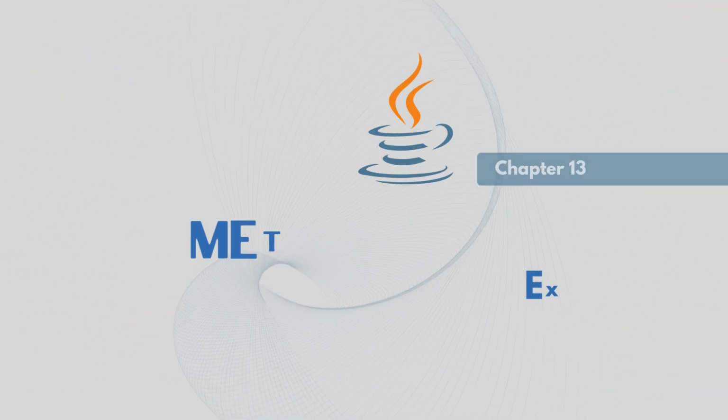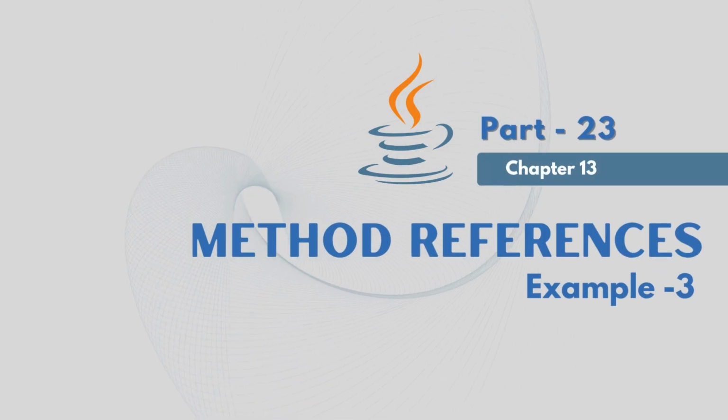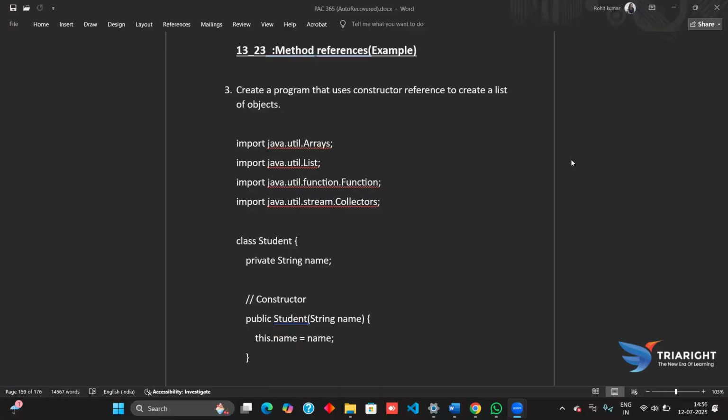Today we will be watching method references, an example for that. Coming here, we have to convert the program. For that, we use constructor references to create a list of objects. I repeat, create a program that uses constructor references to create a list of objects.